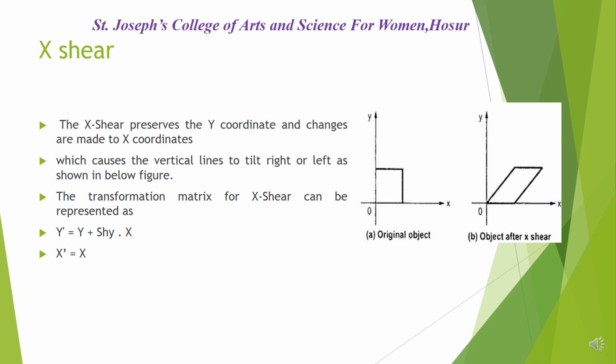X shear. The x shear preserves the y coordinate and changes the x coordinate, which causes the vertical lines to tilt right or left as shown in the figure. The transformation matrix of x shear can be represented as y dash equals y plus shy dot x, where shy is a shearing factor value, and x dash equals x. That means in x shear, the x coordinate will be changed.